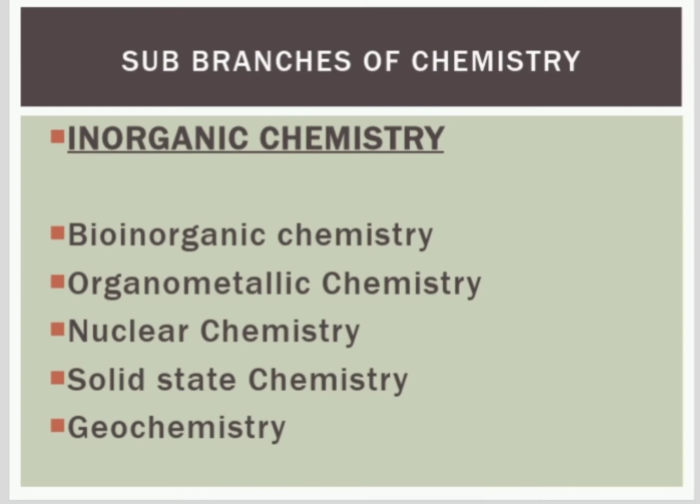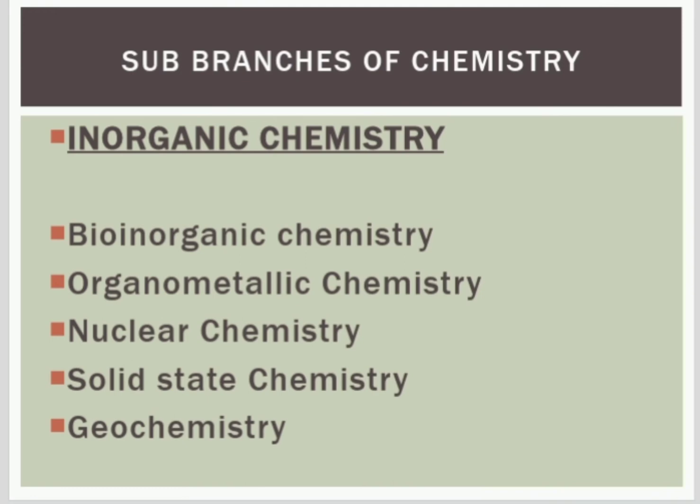Inorganic chemistry can also be divided into 5 major sub-branches. We have bioinorganic chemistry. This studies the reaction between metal ions and living tissues, especially their direct effect on enzyme activity. Here we see organometallic chemistry again. As we have explained, it studies compounds containing metal-carbon bonds.